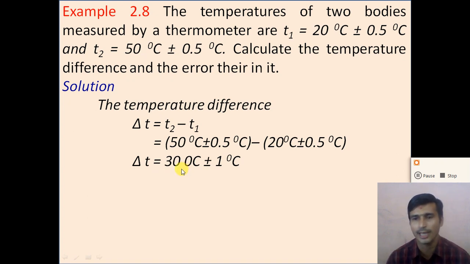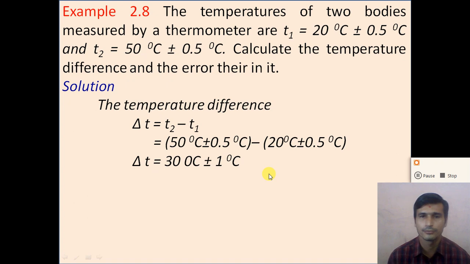But what will be the error in the temperature difference? Error in a subtraction or addition, we must add the absolute error. So the addition of the error in both the measurements, 0.5 plus 0.5, we get 1 degree Celsius. So the final result is 30 degrees Celsius plus minus 1 degree Celsius. So the error in the difference of the temperature is 1 degree Celsius, which is the addition of the individual errors, 0.5 degree Celsius and 0.5 degree Celsius.